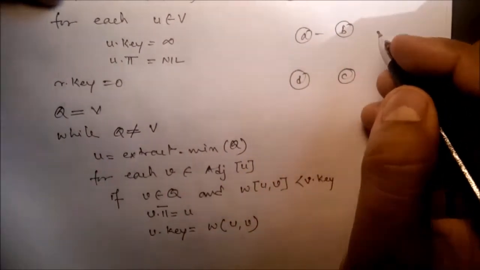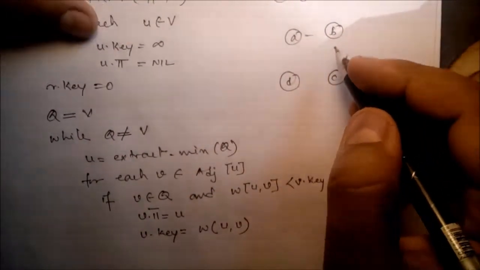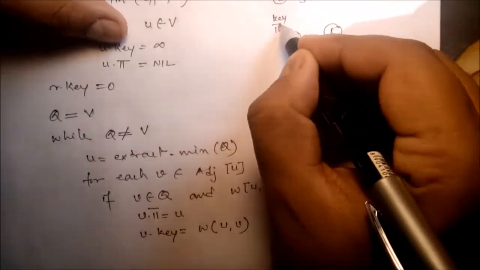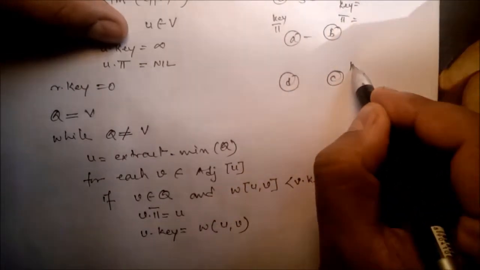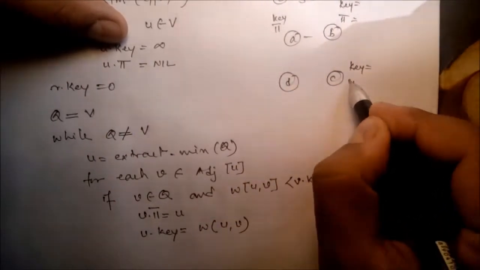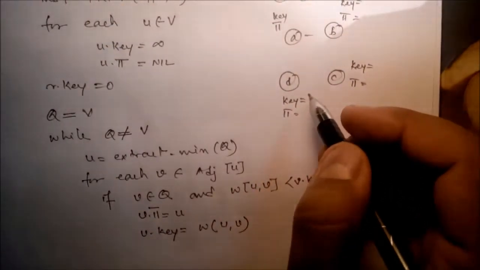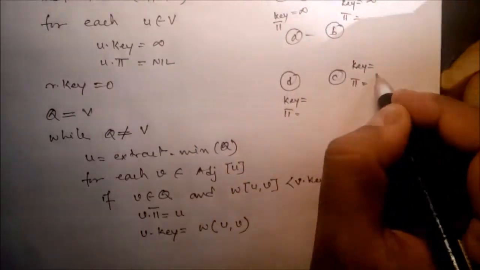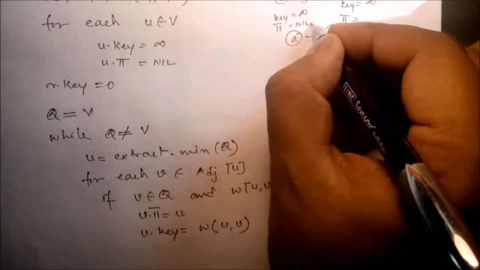Now here, for each U, key and pi variables are there. Initially all keys are infinite, which means a large number, and pi nil means we don't know who is the parent.